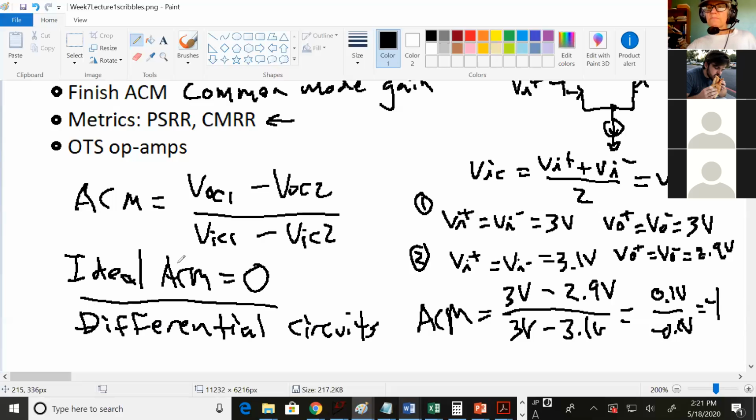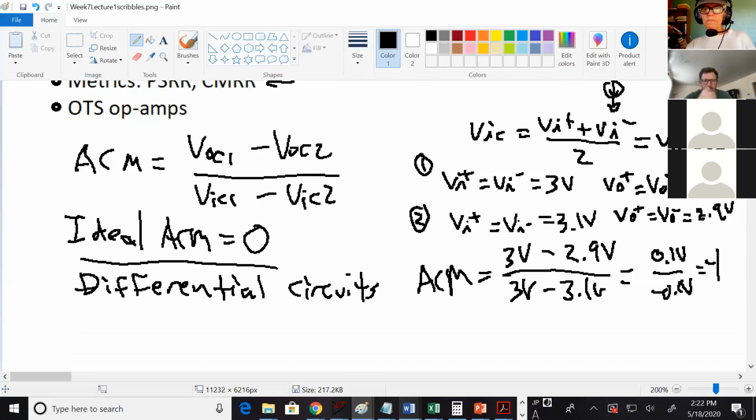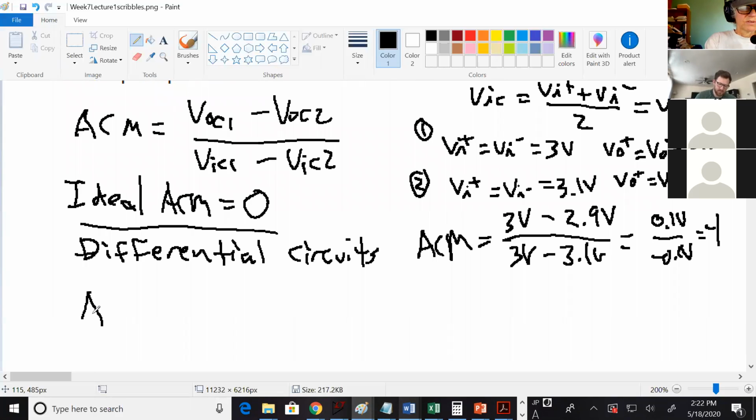Okay, so that's the experimental way to find ACM. Any questions on that? I think we touched on it last time. So, what's the difference between this and the ADM? Yeah. Okay. ADM, it's taking the average of the inputs, not the difference in the inputs. Mathematically, that's the biggest difference. So for ADM, remember this one, you're moving the inputs together. For ADM, they're equal and opposite.